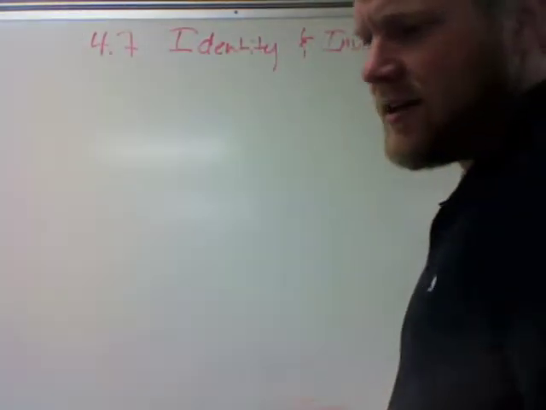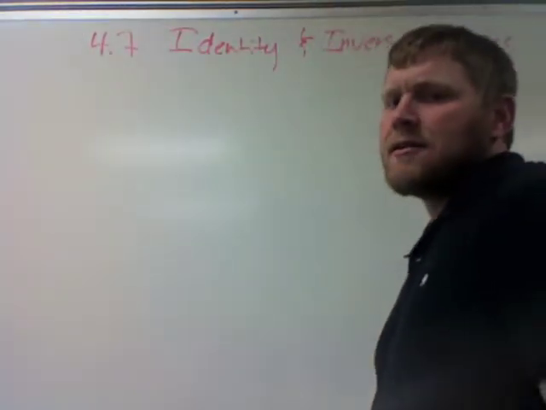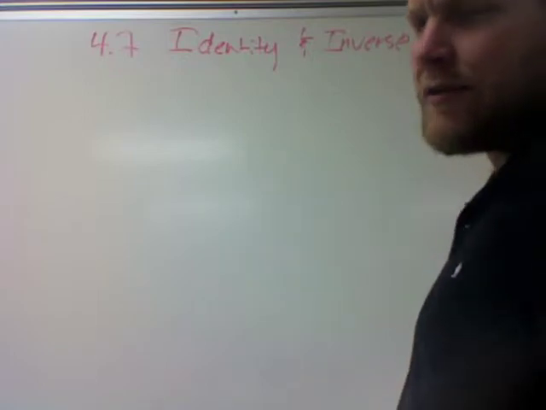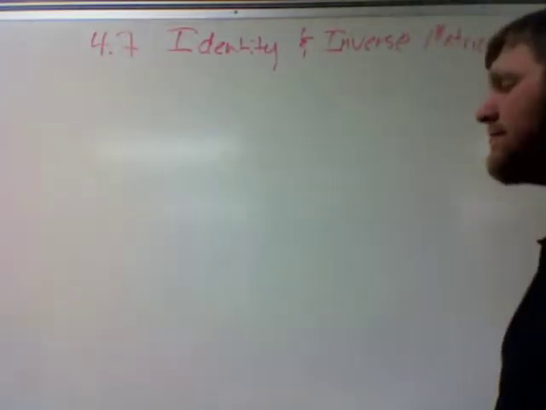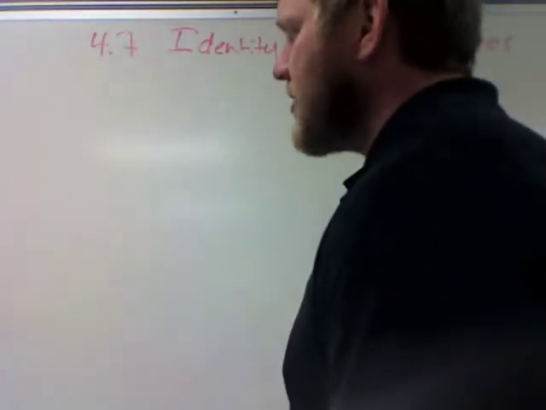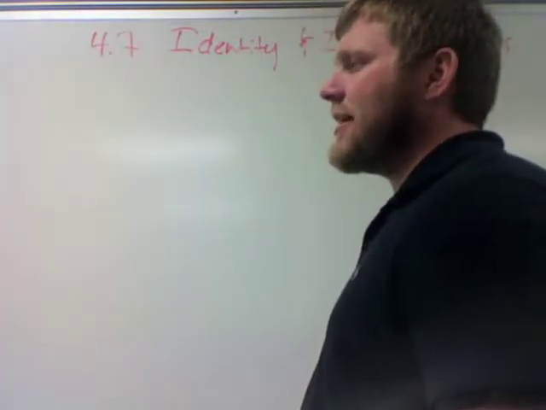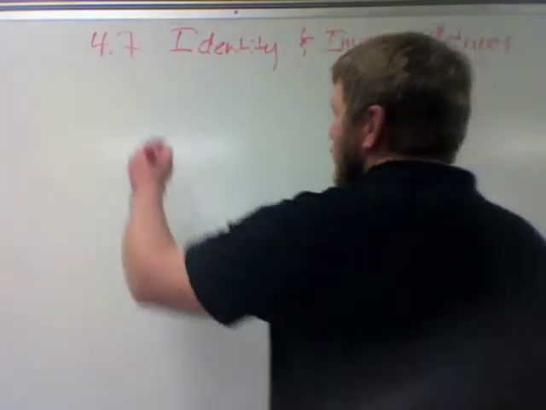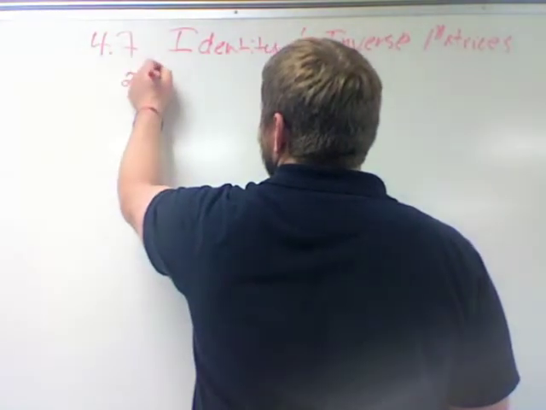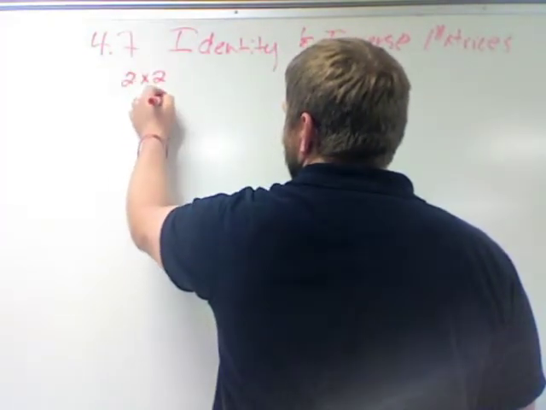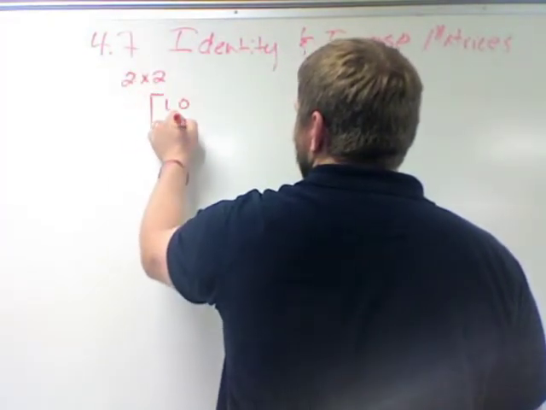All right, class. This is section 4.7. It talks about the identity and inverse matrices. So I guess starting off, talking about the identity matrix. For a 2 by 2, the identity matrix is 1, 0, 0, 1.